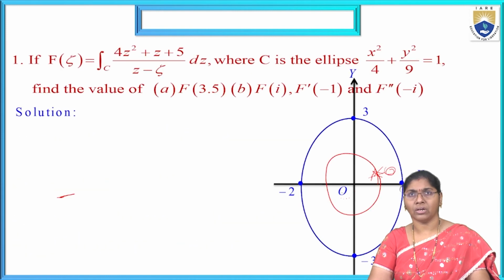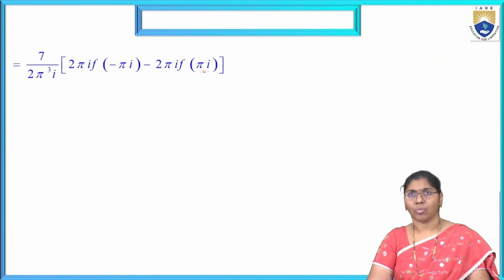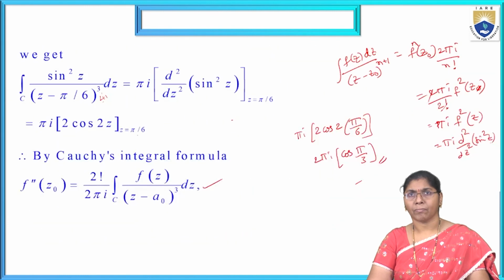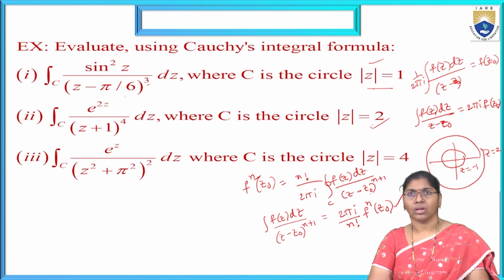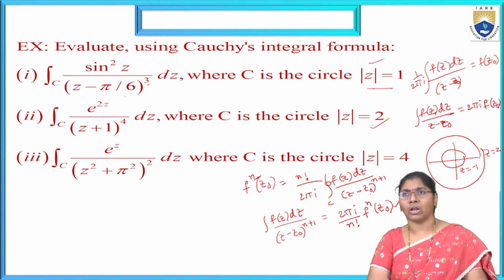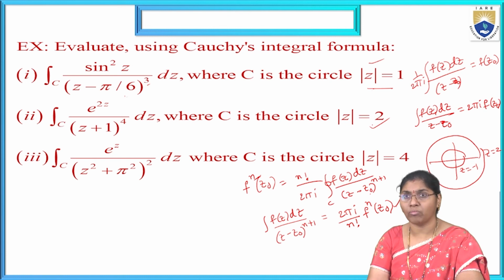Three parts are completed, I think. Yes, three problems are completed. Here z square plus pi square whole square is also completed. Now e power 2z by z plus 1 whole power 4 is also completed. Now all are completed. Now this is the generalized Cauchy integral formula.